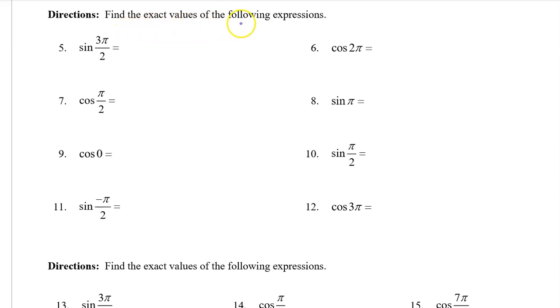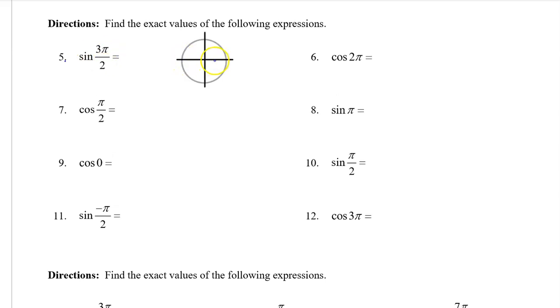Find the exact values of the following expressions. Number 5, the sine of 3 pi over 2. Every quadrant is a multiple of pi over 2. So right here at the top, this is 1 pi over 2. Over here on the left, this is 2 pi over 2. And down here at the bottom is 3 pi over 2. Because the terminal side is landing right on the y-axis, we use coordinates instead of memorized values.